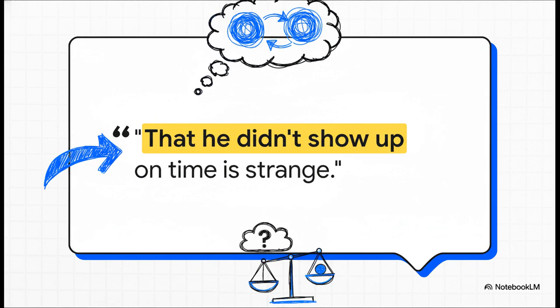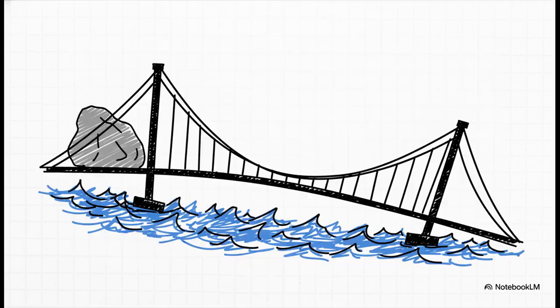And there you have it. That he didn't show up on time, that whole chunk is now the subject of the sentence. It's acting like one single thing. But here's a little pro tip for you. While that sentence is perfectly correct, it can sound a little clunky, right? A little heavy at the front.